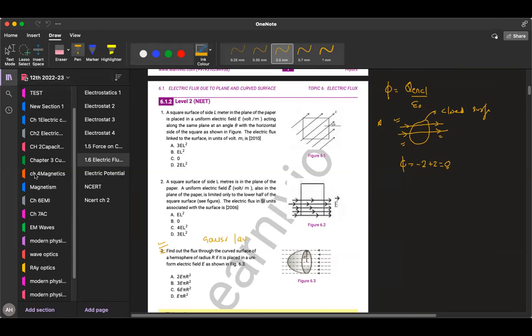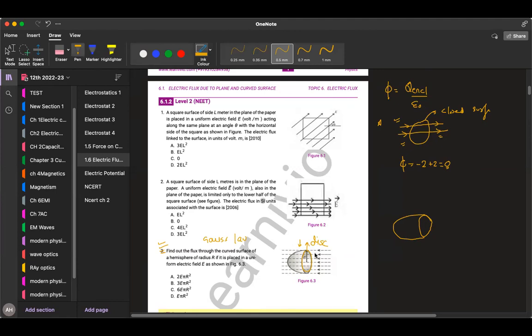Sakina is correct, Nazia is correct, Miraj is correct, Arpit is wrong, and the rest no one answers. So see, this is a hemisphere. A hemisphere is an open surface, not a closed surface, so you can't apply Gauss law here. If you want to apply Gauss law, you place a disc over this hemisphere. So when you place the disc over the hemisphere, now this is a closed surface.